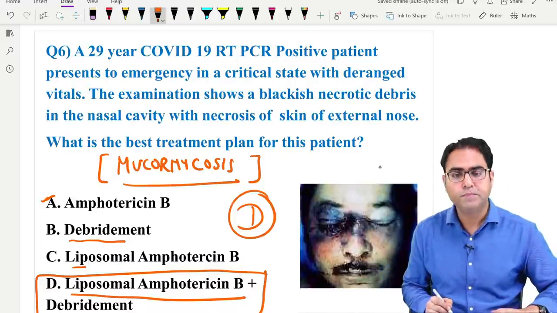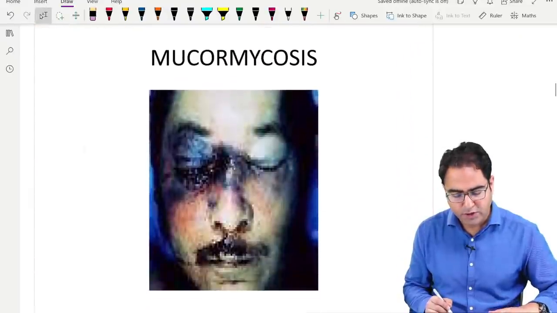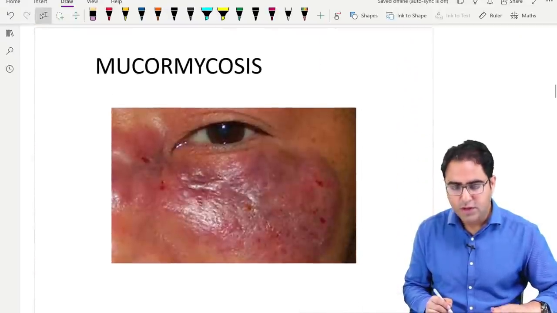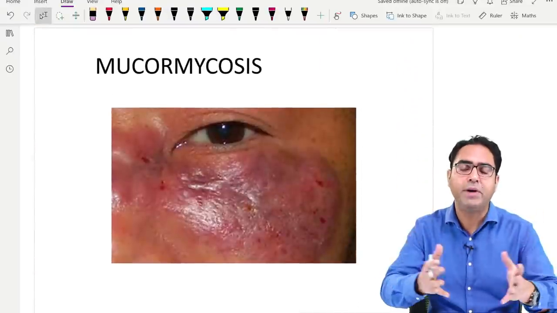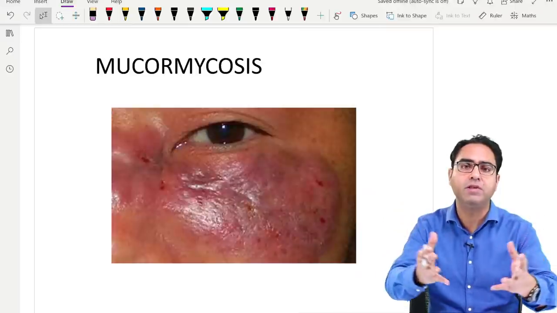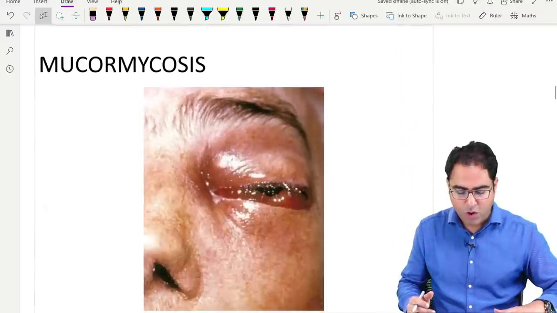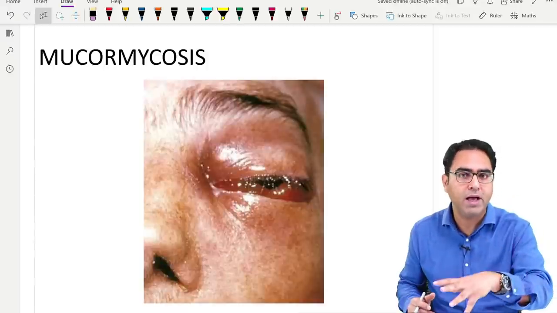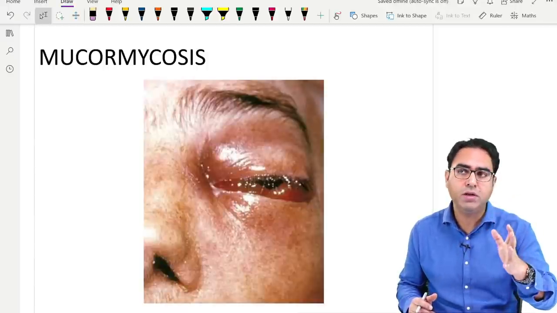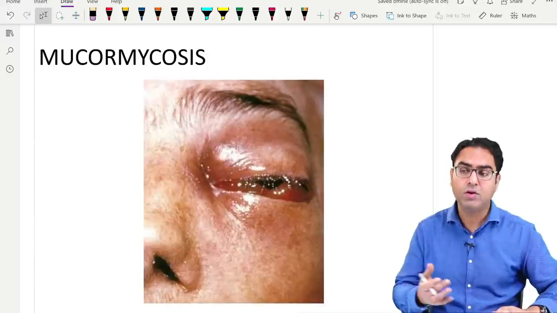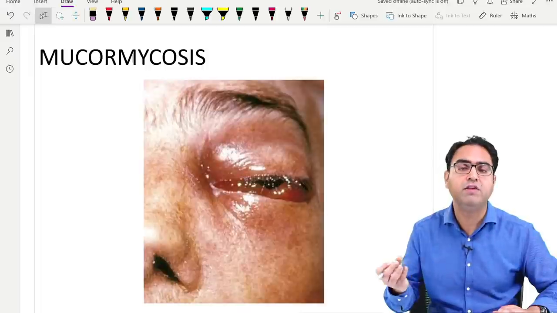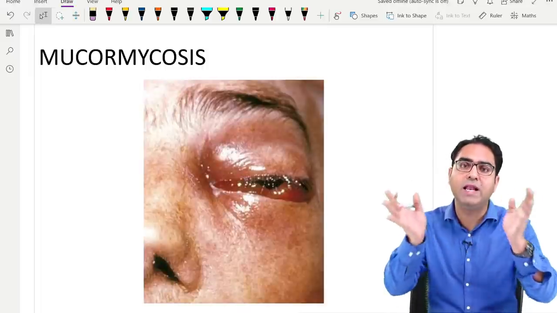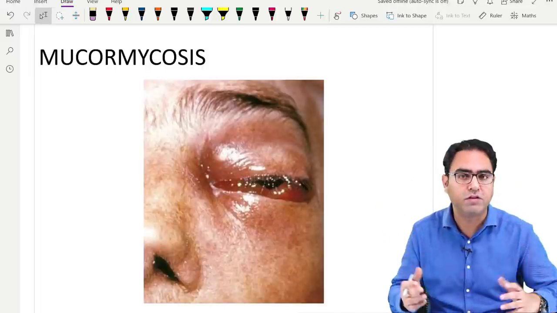The answer to this question is D, beta. Liposomal amphotericin B and debridement. Mucormycosis can always not be black, beta. In the beginning, there is congestion and erythema of the cheek. There may be some ocular involvement which leads to diplopia or blurring of vision, or there can be other symptoms like blood-stained nasal discharge in the beginning. The black color comes in a later stage when ischemic necrosis starts, beta.